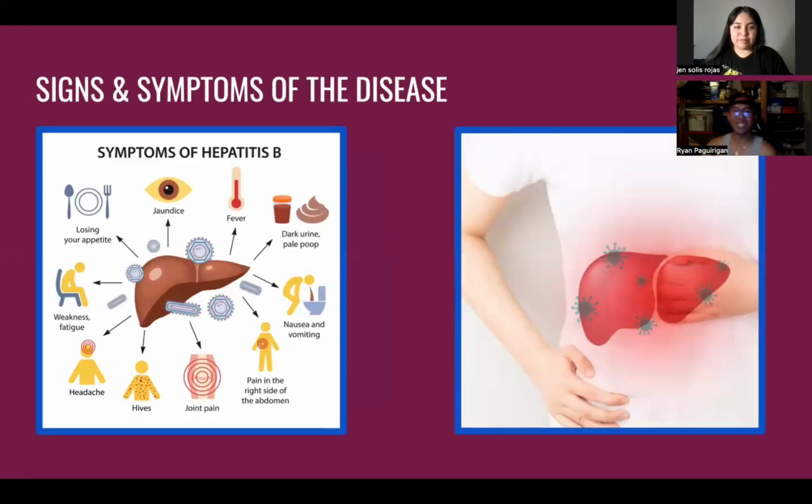In regards to the signs and symptoms of HBV, some of the acute symptoms that you would possess are things like abdominal pain, dark urine, fever, joint pain, loss of appetite, nausea and vomiting, weakness and fatigue, and you can also turn pretty yellow due to jaundice. Some of the chronic hepatitis B infection symptoms could lead to liver failure or cirrhosis.